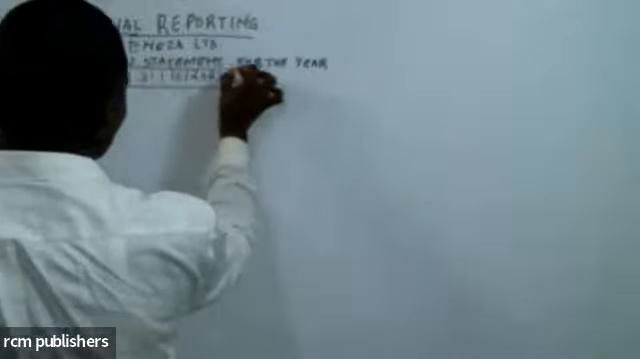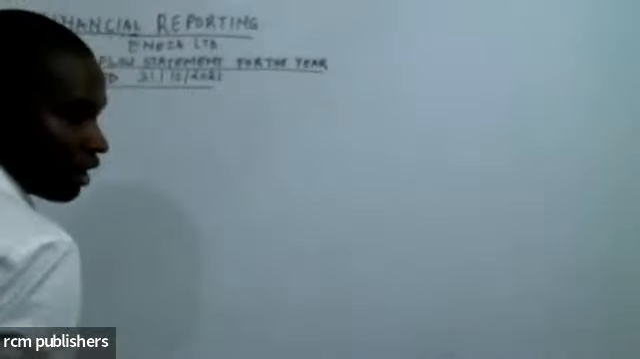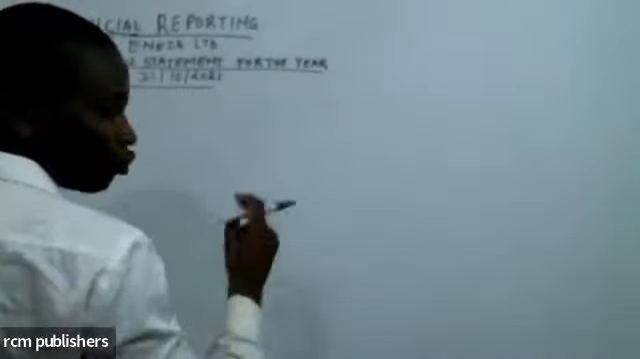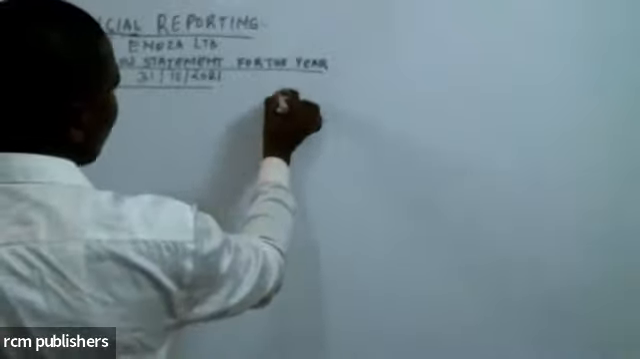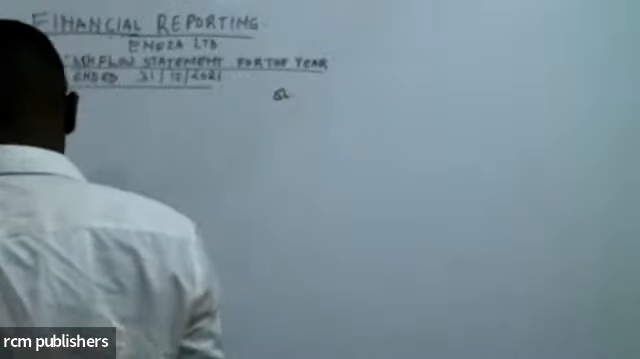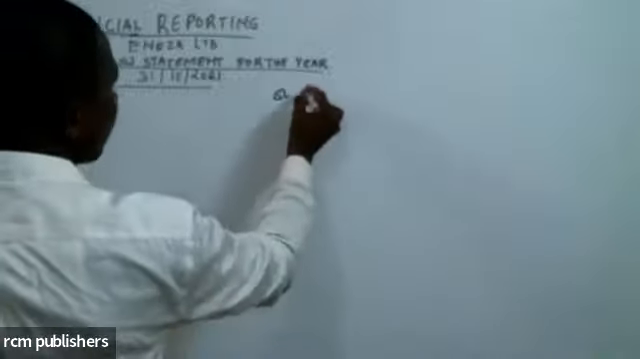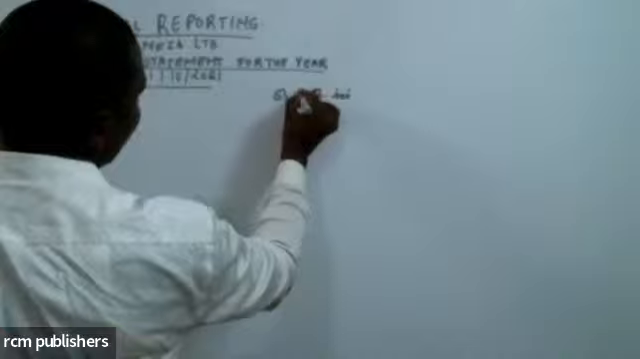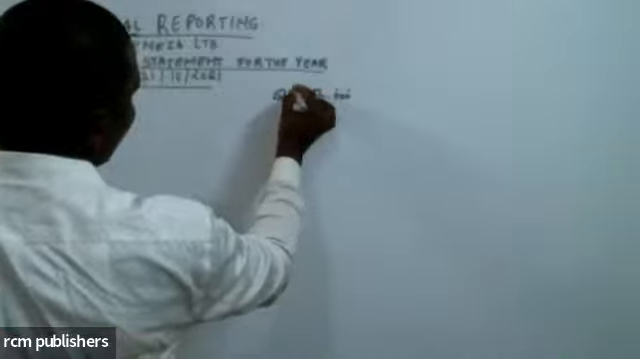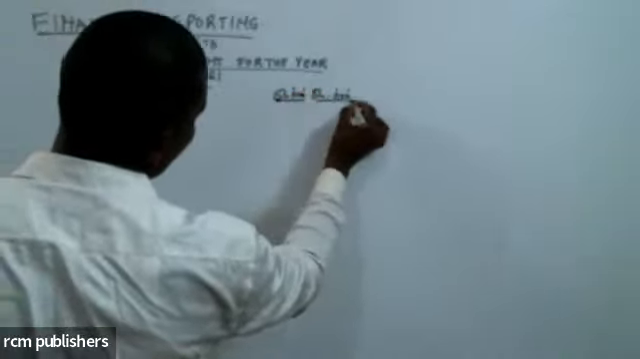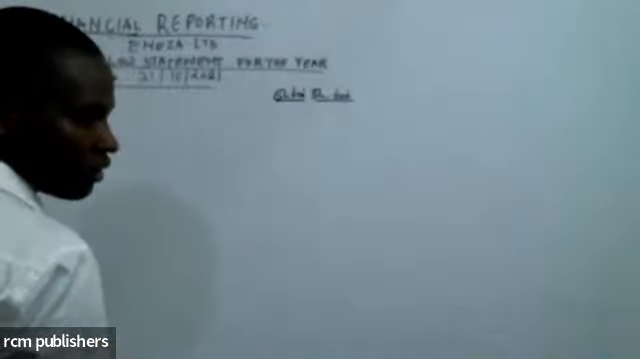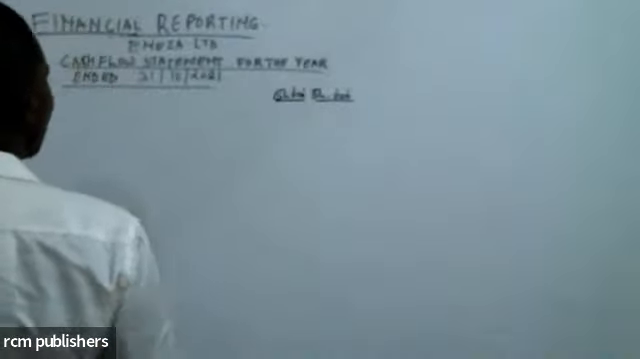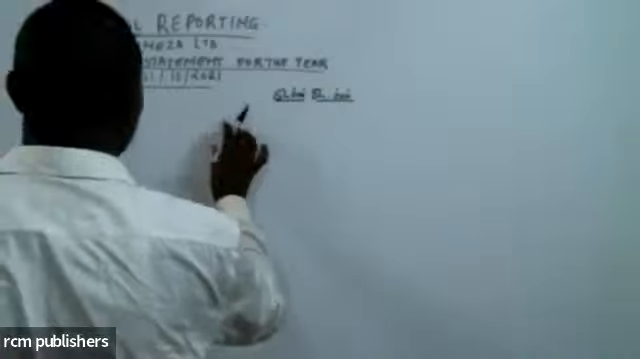Class, how many columns should the cash flow statement have? Two columns. You see that they should have two columns. So our shillings are in 1,000. You can just put shillings 1,000. We truncate the three zeros. Good. And then we start off.